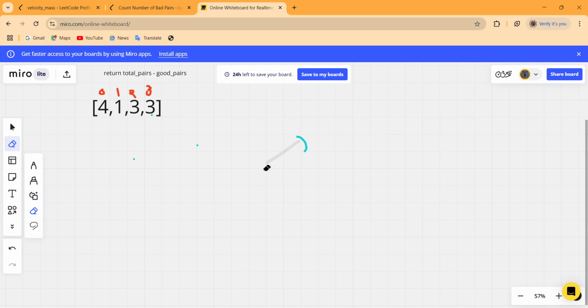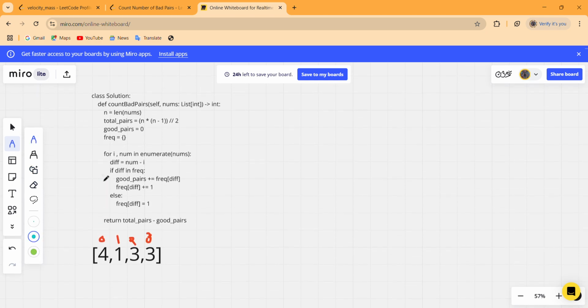The optimized solution for this is to make use of a dictionary or a map. So what could be the code for that? First, let us count the total pairs that can be formed from any input array.